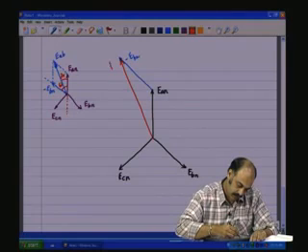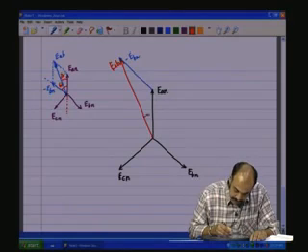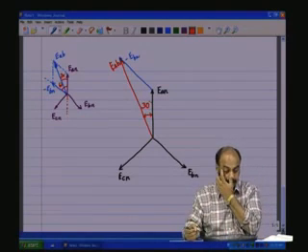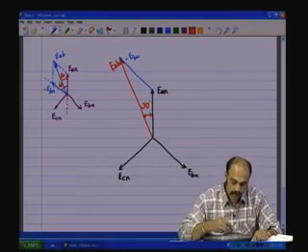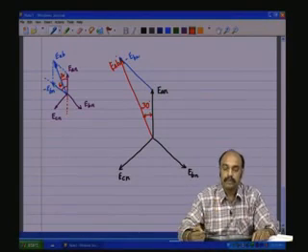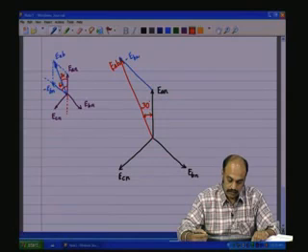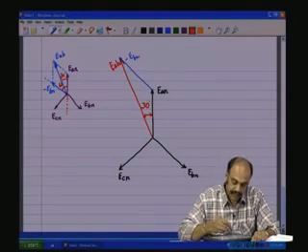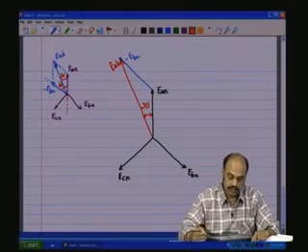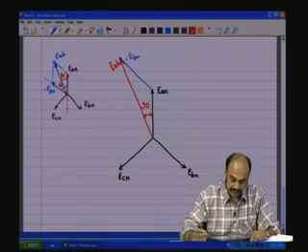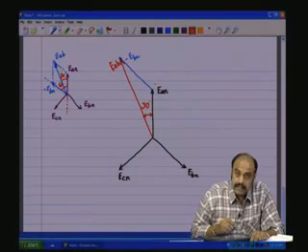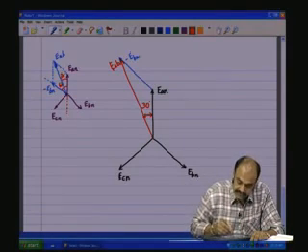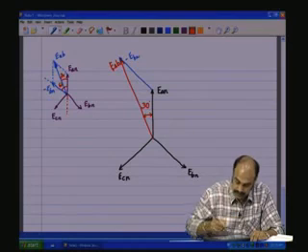this is EAB, and that is leading EAN, the phase voltage, by 30 degrees. So, this is the resultant, that is the line voltage with respect to the phase voltages EAN and EBN. Now, what is the value of EAB with respect to EBN and EAN?